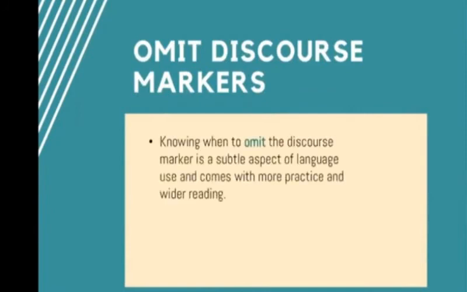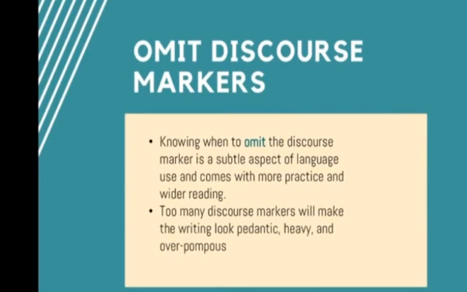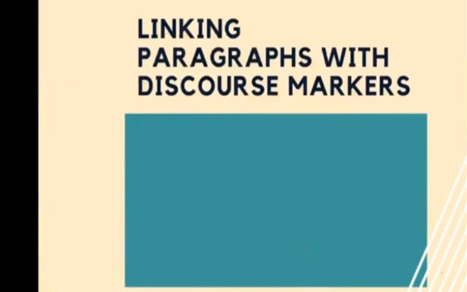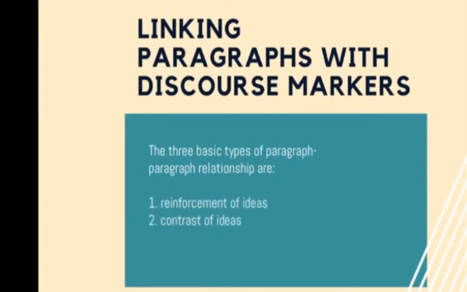Knowing when to omit the discourse marker is a subtle aspect of language use and comes with more practice and wider reading. Too many discourse markers will make the writing look pedantic, heavy, and over-pompous. Remember, you are ideally seeking a light, flowing style, not a heavy or forced one. Just like words, phrases, and sentences, a new paragraph must be linked in some way with the previous one. We will be going over the 3 basic types of paragraph-paragraph relationships, namely reinforcement of ideas, contrast of ideas, and concession, whose roles are just the same as when connecting words, phrases, and sentences.